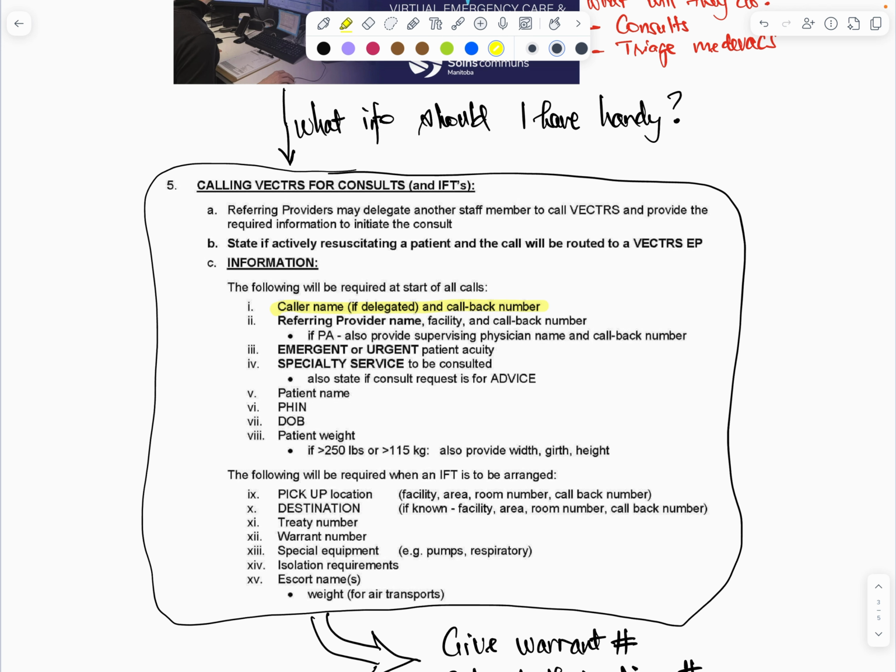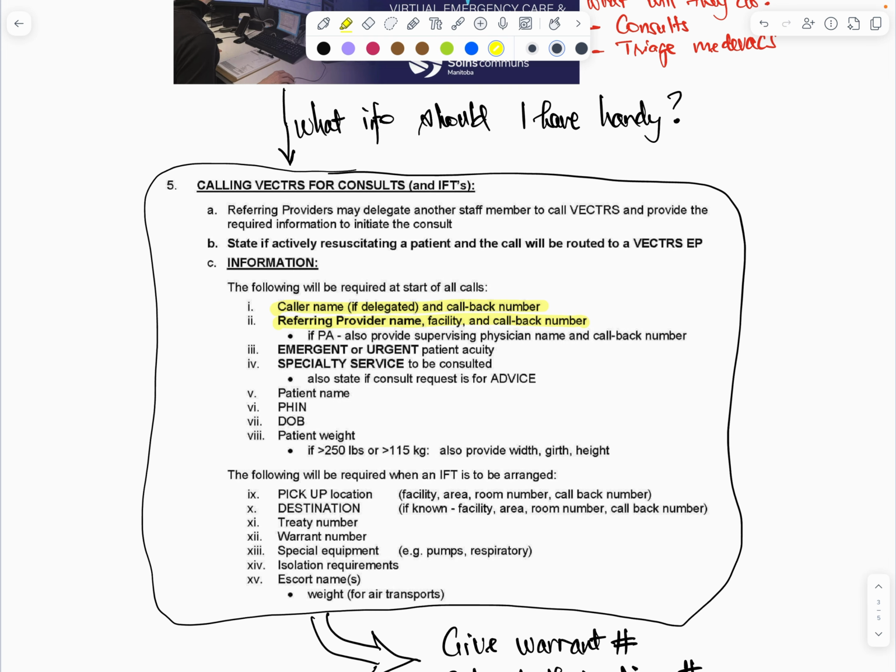Who is the referring provider? And the callback number. So if you are working with a physician or a physician assistant who has made the referral, who's requested that we call Vector, I'll provide them the name of the doctor, Dr. Ward, who's requested that we call to refer this case. If it's a physician assistant, they will be requiring the name of the supervising physician in-house.